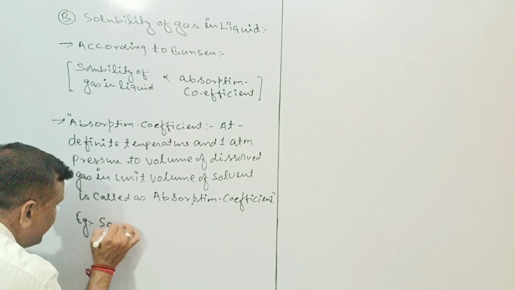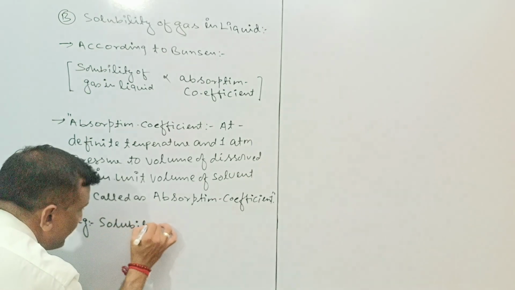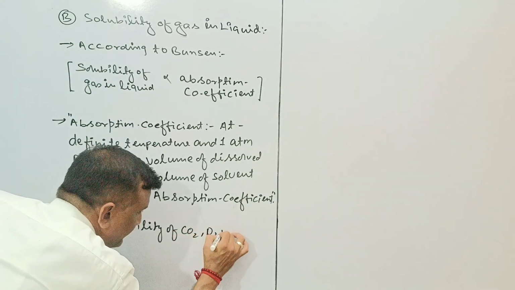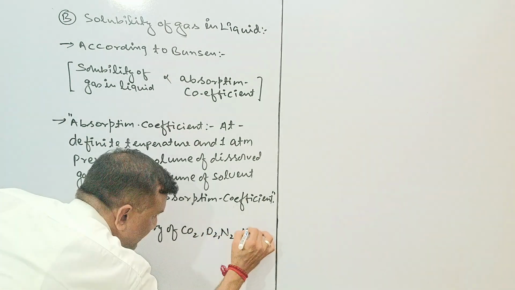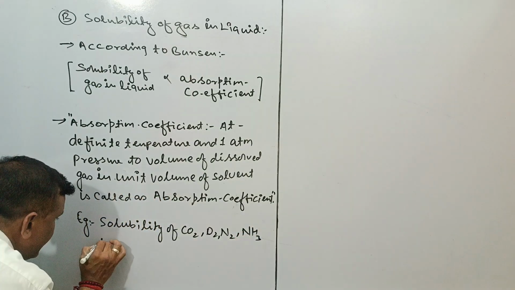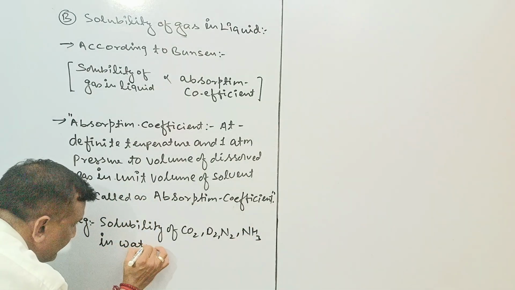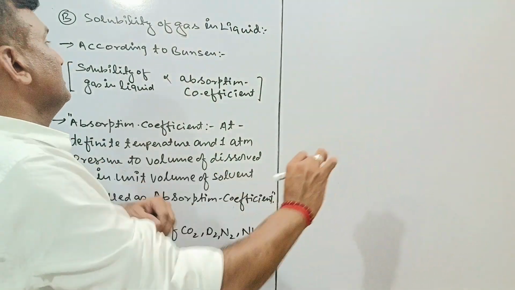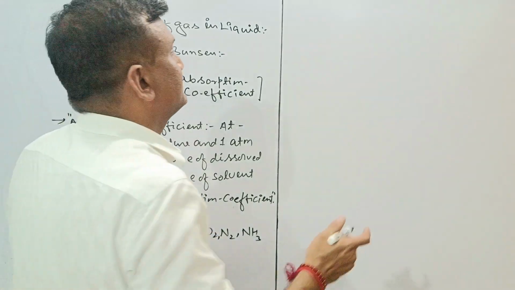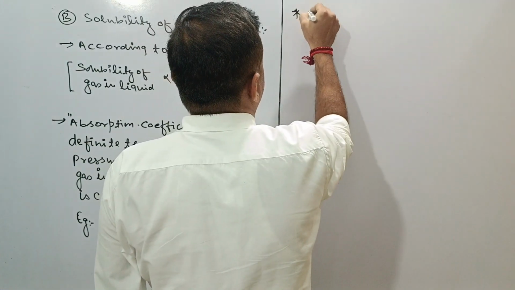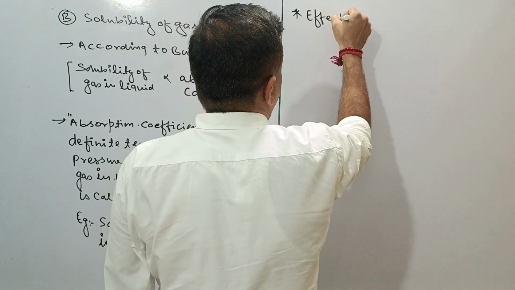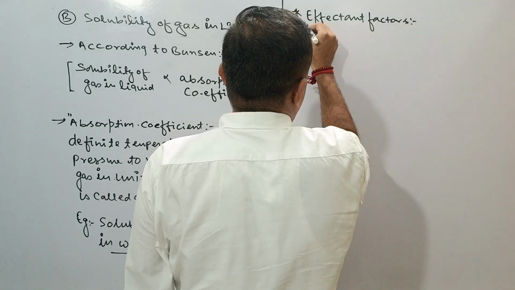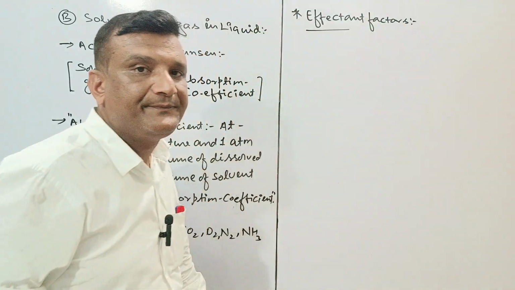We can say solubility of CO2, O2, N2, NH3 in water. This is the example. Now the time to discuss about the affecting factors, means factors which influence the solubility of gas in liquid.